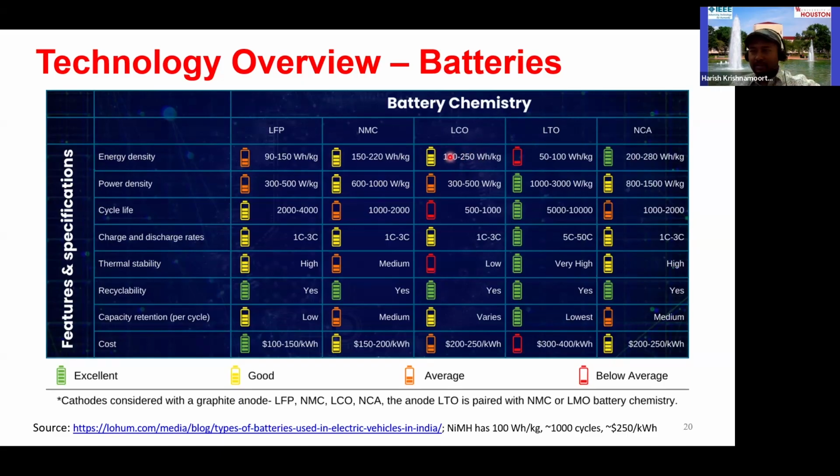And we are trying to achieve 1000 watt hour per kilogram. That's very difficult. It's turning out to be difficult, but we are trying to do research in that field. Like there are several faculty members even in our department who are trying to do that.